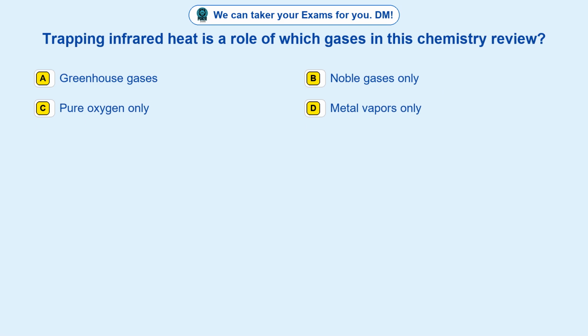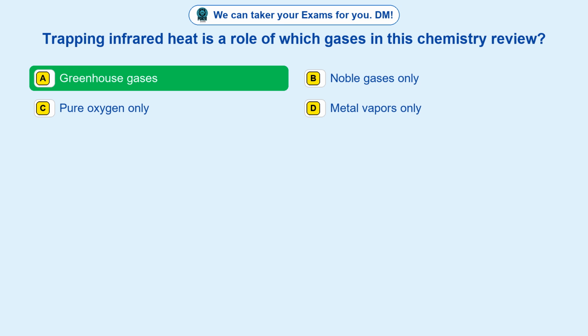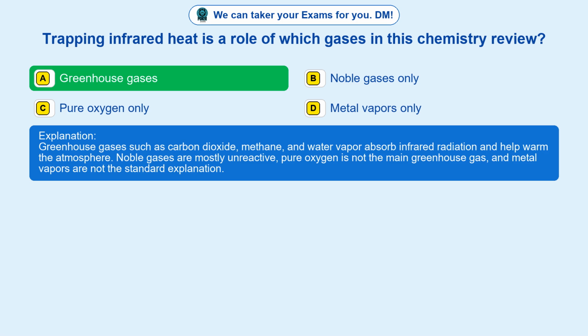Question 88. Trapping infrared heat is a role of which gases in this chemistry review? Option A, greenhouse gases. Option B, noble gases only. Option C, pure oxygen only. Option D, metal vapors only. The correct answer is option A. Greenhouse gases. Greenhouse gases such as carbon dioxide, methane, and water vapor absorb infrared radiation and help warm the atmosphere. Noble gases are mostly unreactive, pure oxygen is not the main greenhouse gas, and metal vapors are not the standard explanation.